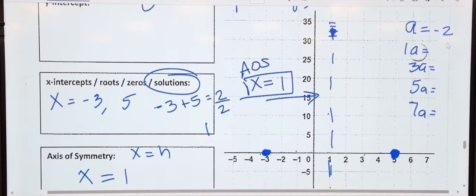What's 1 times negative 2? Negative 2. What's 3 times negative 2? Negative 6. What's 5 times negative 2? Negative 10. And what's 7 times negative 2? Now, what are these numbers telling me? That I'm going to go right 1, and then I'm going to go what? After I go right 1, then I'm going to do what? Down. I'm going down what the first time? Down 2. Then the next time I'm going to go right 1, and then I'm going to do what? Down 6. Then I'm going to do right 1, and I'm going to do what? Down 10. And then I'm going to do right 1, and I'm going to go down 14.